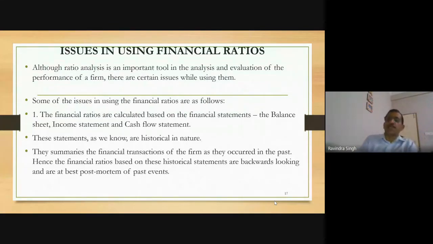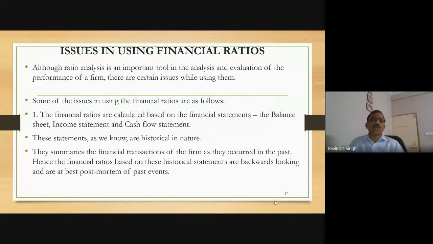These are the important ratios which are very important for all the investors, for all the managers, for all the managements and students also. But while applying these ratios, while calculating these ratios, there are some issues which I stated, that it totally depends upon the data, which is not your independent data, that is the balance sheet, audit reports prepared earlier. Let us see. Although ratio analysis is an important tool in the analysis and evaluation of the performance of a firm, there are certain issues while using them.